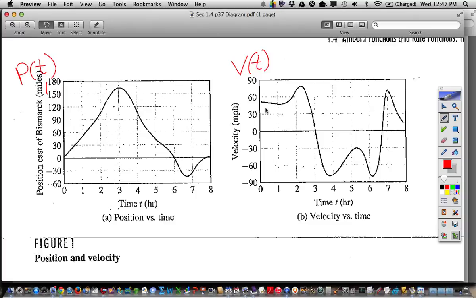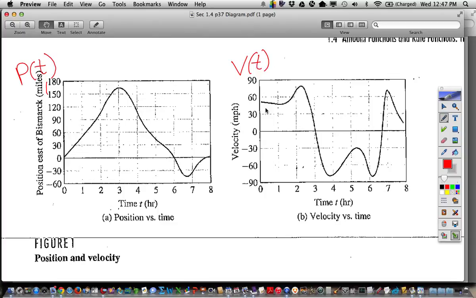East, west. If I'm going this direction, my velocity is positive. If I'm this side of the Bismarck, my position is positive. If I'm over here, if I'm going left, my velocity is negative. If I'm left of Bismarck, west of Bismarck, then my position is negative.